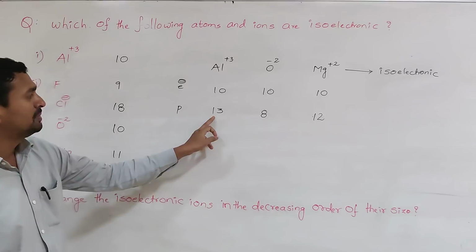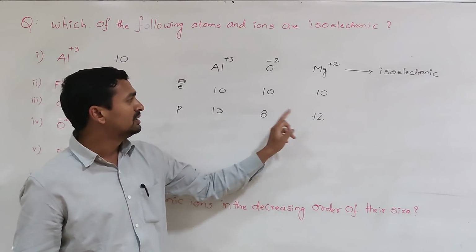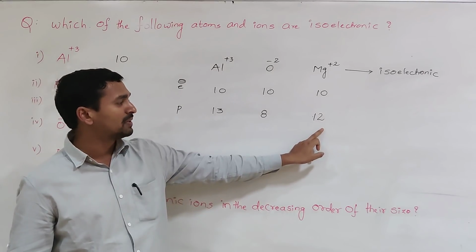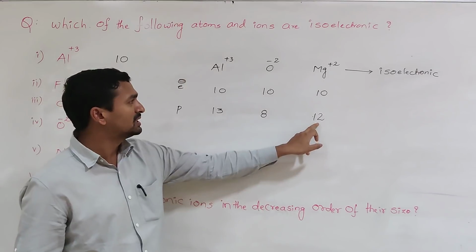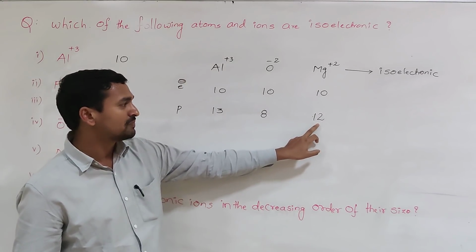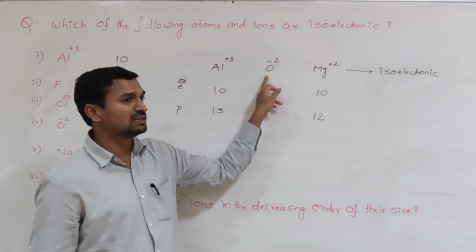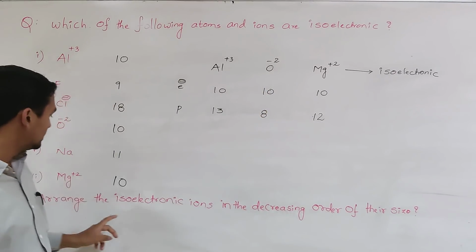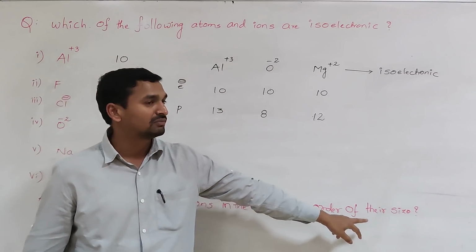Next to aluminium plus 3, which one? Magnesium and oxygen. Magnesium has the more positive charge. So next to aluminium, which is smaller in size, comes magnesium plus 2. Finally, among these three, which is larger in size? Oxygen is larger in size. What does the question ask? The decreasing order or the increasing order? The decreasing order of their size.